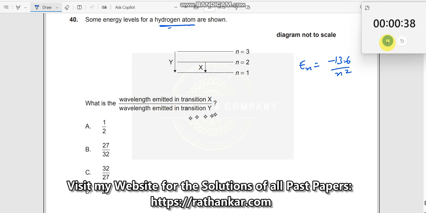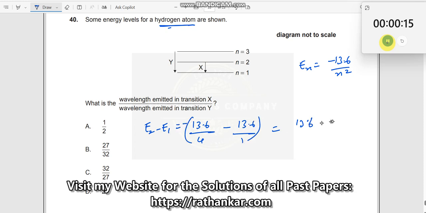So what do I do? I want the wavelength emitted in transition X, from here to here. Now, what is this? This is your E2 minus E1. What is E2 minus E1? Let us substitute here. This should be 13.6 divided by 4 minus 13.6 divided by 1. This is E2 minus E1, which will be equal to how much? 13.6, with a negative sign over here, which should now be equal to 1 minus 1 by 4, which is 3 by 4. Let us keep it just like this.